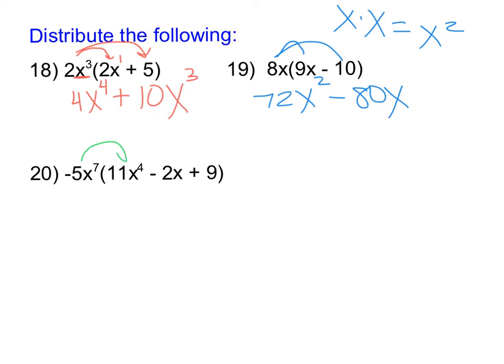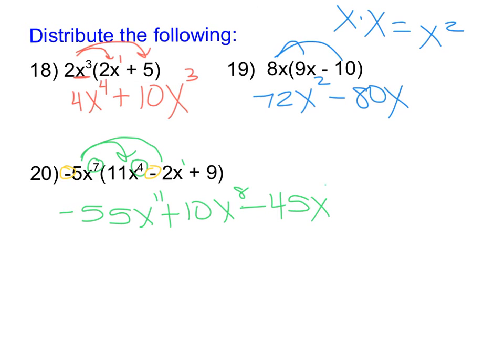And last one. Negative 5 times 11 is negative 55. x, 7 and 4 is 11. Minus, it's not a minus though, because notice we have a negative and a negative. A negative and a negative give us a positive. 10x, there's an extra 1 there to the 8th. And then a negative times a negative times a positive, sorry, is a negative 45. And then don't forget your x to the 7th. A lot of kids leave off that last variable. That was with the 5. Okay, that's it.